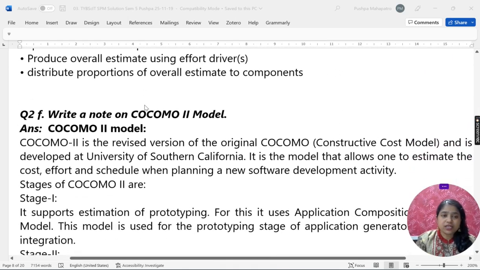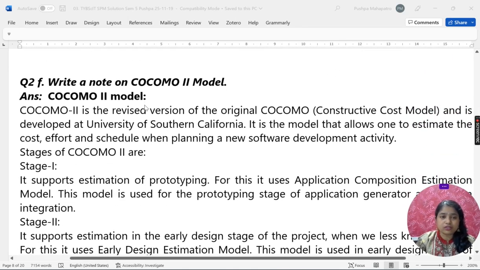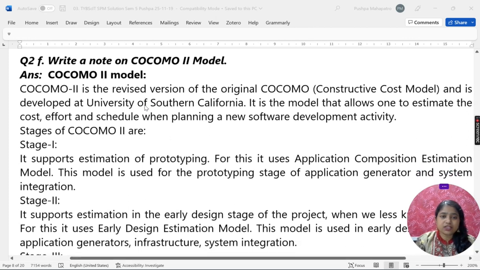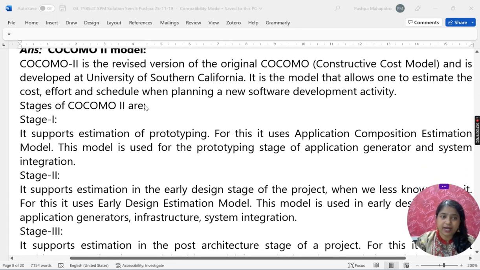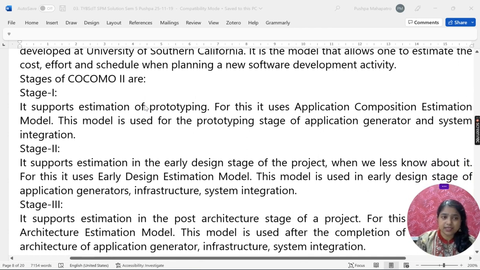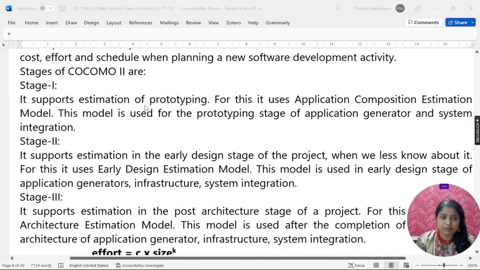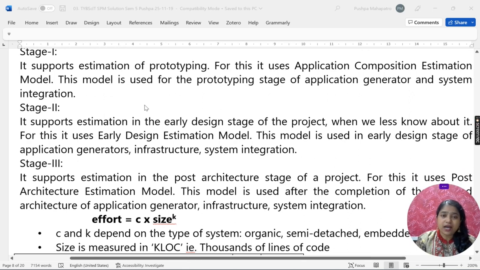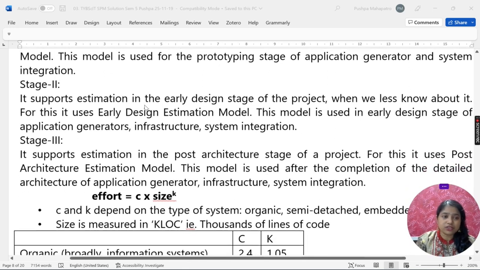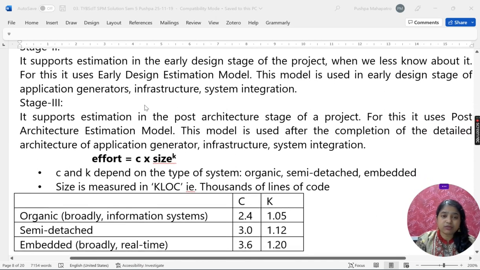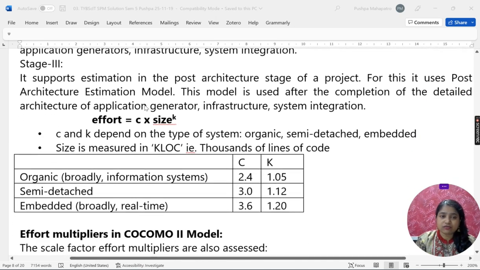Then next question is, write a note on COCOMO 2 model. So COCOMO 2 is a revised version of COCOMO, that is constructive cost model, and it's developed by University of Southern California. It's a model that allows one to estimate the cost, effort, and schedule when planning a new software development activity. There are different stages: stage 1 supports estimation of prototyping. Stage 2 supports estimation of the early design stage of the project. Stage 3 supports estimation of the post architecture stage of the project.